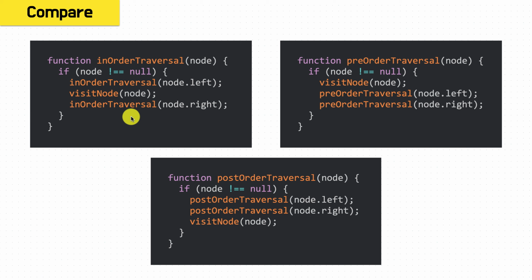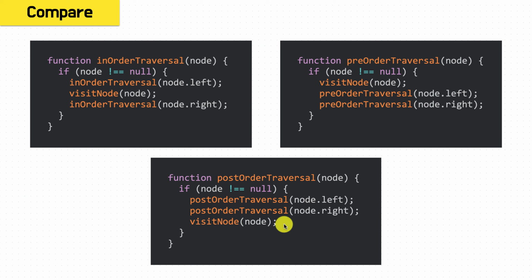The only difference between the three methods is actually when we call the visit node function. With in-order, we visit the left subtree, then we visit the current node, and then we traverse right. With pre-order traversal, we use the current node's data, then we traverse left, and then we traverse right. So with pre-order traversal, we utilize the data before going deeper into the tree and deeper into our recursion.